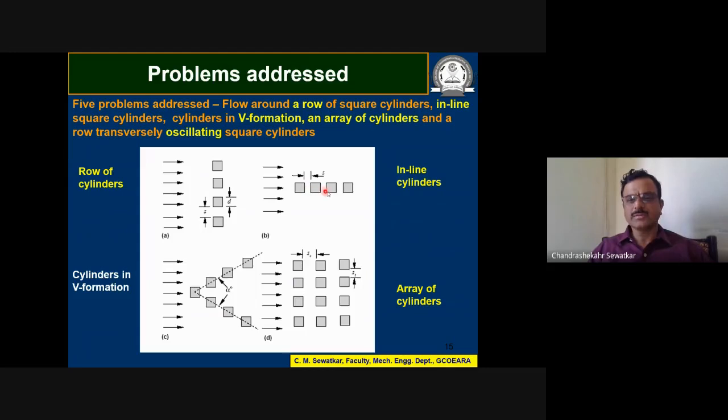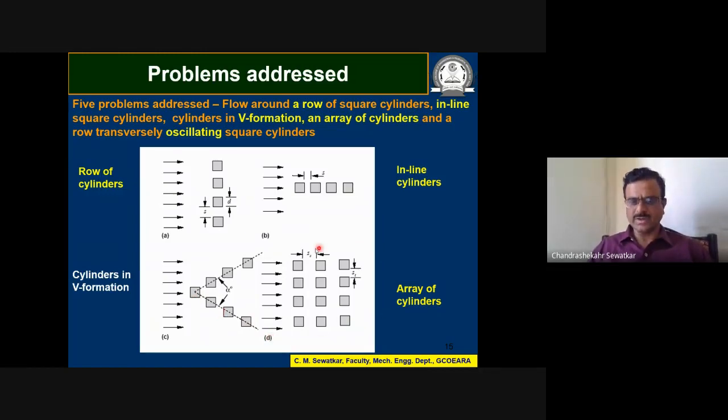Then the bodies are kept in the horizontal position and the flow is occurring over it, and the distance between the two is S again, size is D, and this particular configuration is called inline cylinders. I'll be focusing mostly on these two configurations. Maybe I will not be able to focus on the V formation configuration.